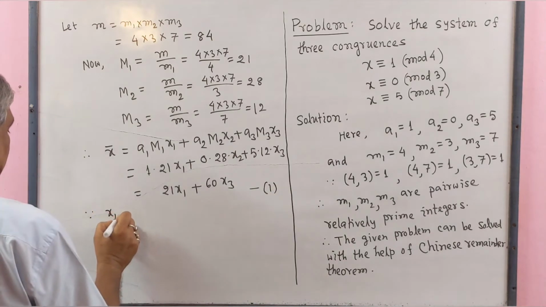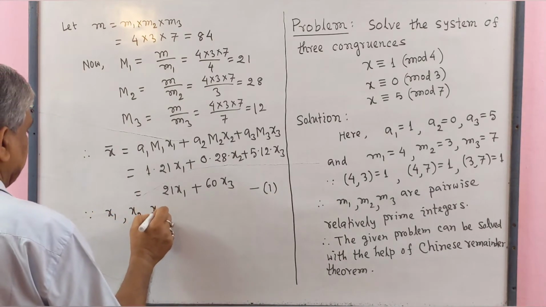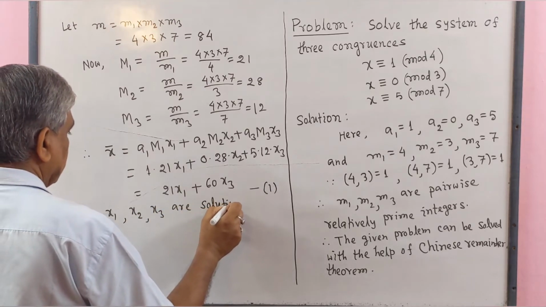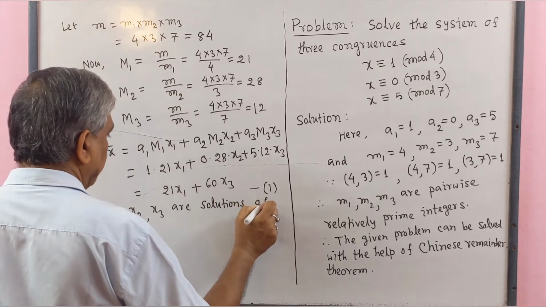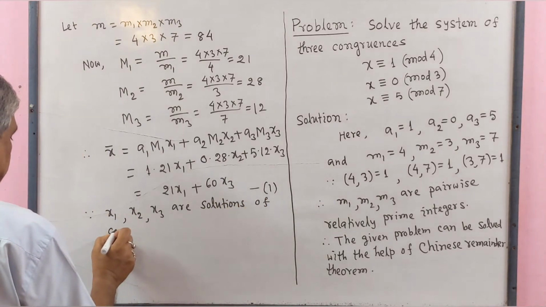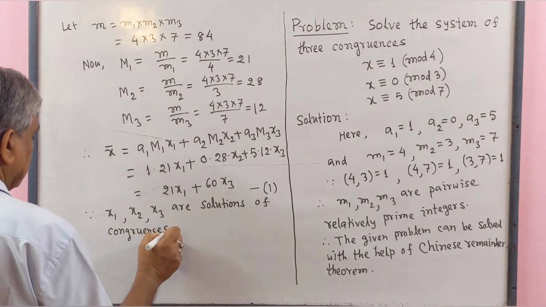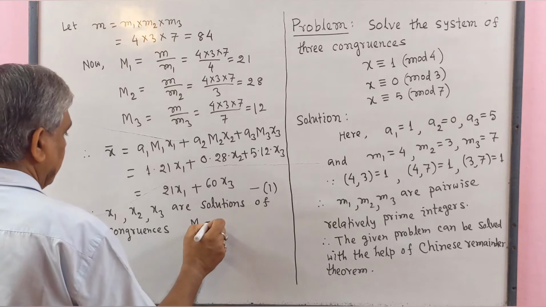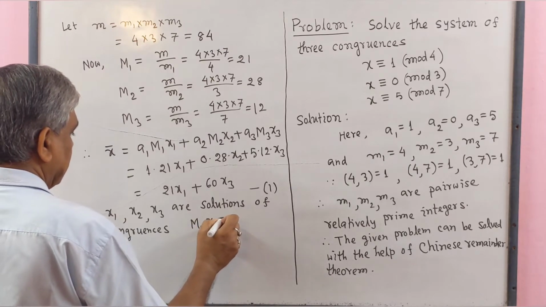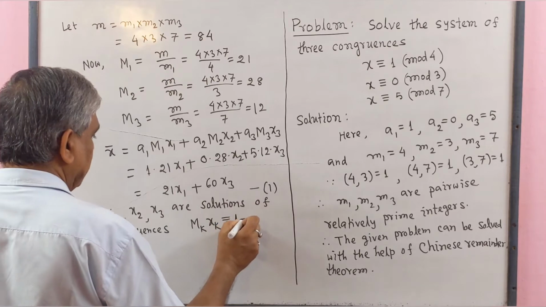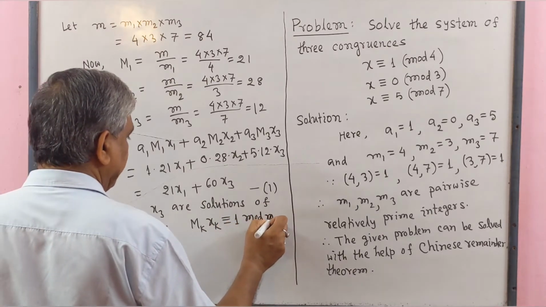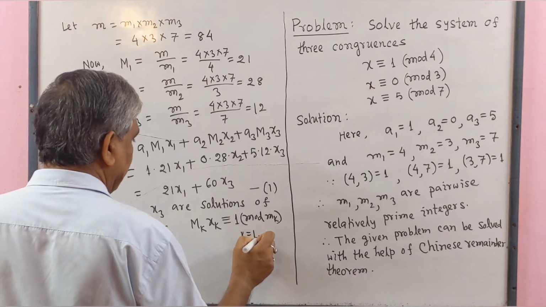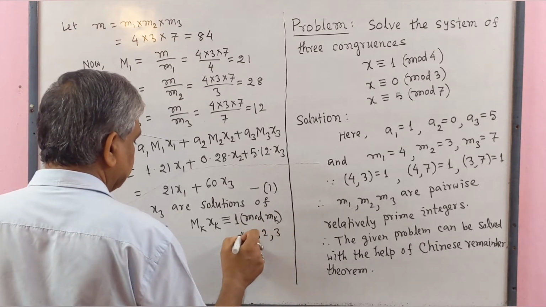Since x1, x2, x3 are solutions of congruences capital Mk xk congruent to 1 modulo mk, k equal to 1, 2, 3.